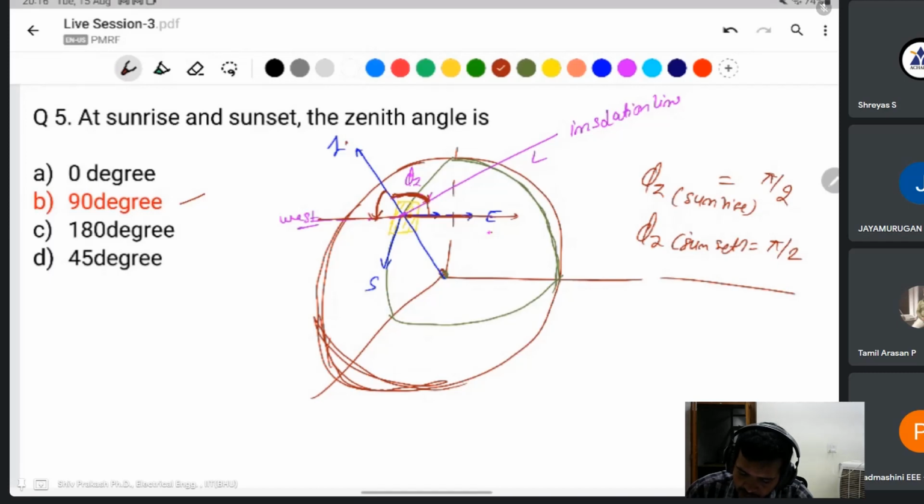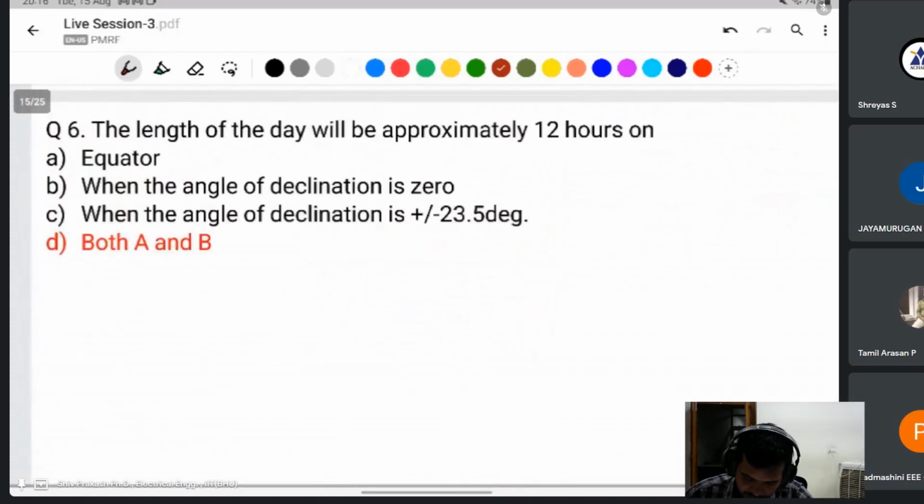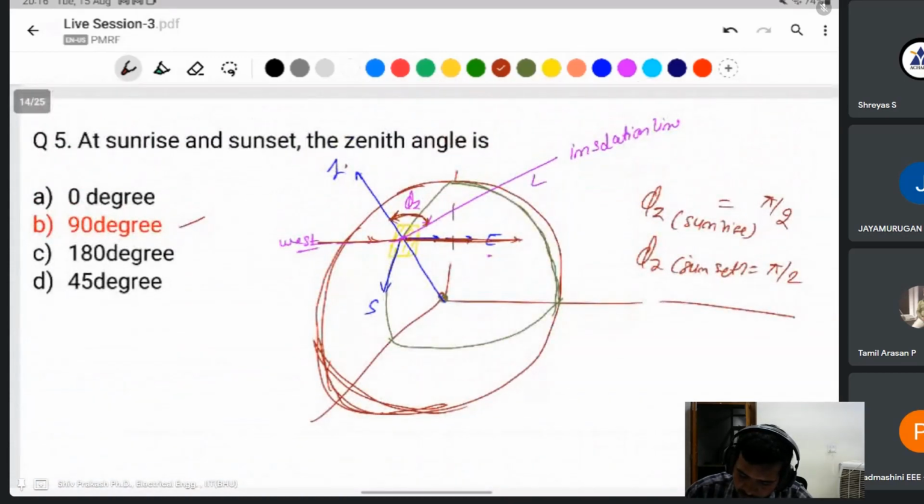This angle is measured from the zenith axis. If you measure from the insulation line, taking a point, at sunrise it will be 90 degrees, but at sunset it will be minus 90 degrees. But the angle is measured from the zenith axis to the insulation line. This angle is the zenith angle.